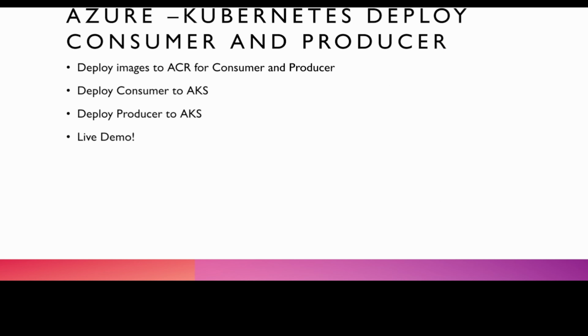So today, following a part of that work, we are going to deploy the new images for the consumer and the producer to the ACR. After that, we will be deploying both the consumer and the producer to AKS. And finally, we will play a little bit with the kubectl tool in order to make some testing, to explore the logs and see that everything is working properly. So with that in hand, let's get started.